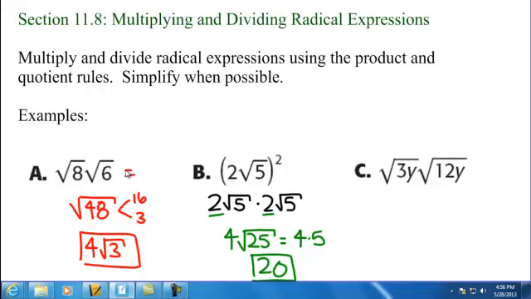We could also get this by kind of distributing the square. This only works if it's multiplication. 2 squared gave us that 4, and the square root of 5 squared gave us 5. Multiply them together, we get 20.